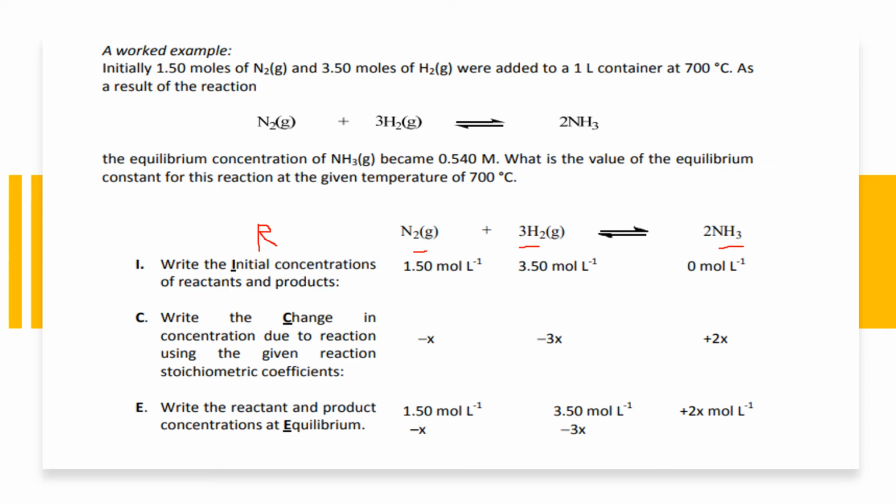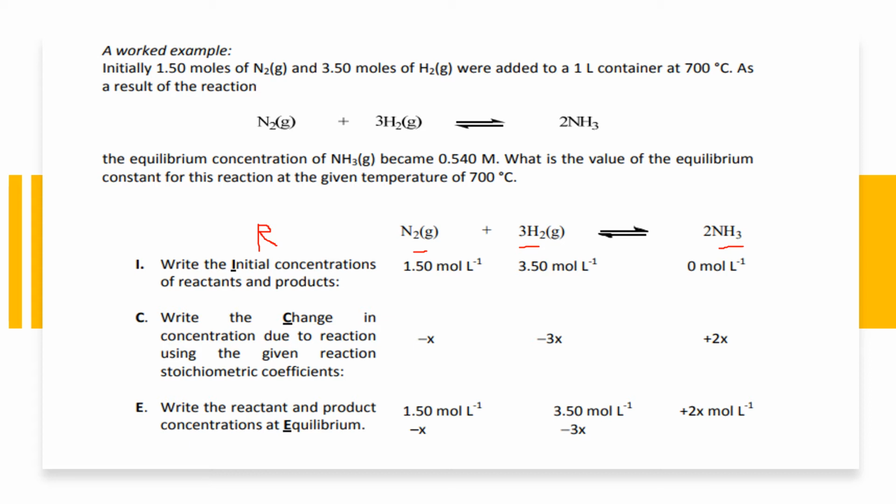Then the second step will be to write the change. Write the change in concentration due to the reaction using the given reaction stoichiometric coefficients. So when writing the change, we don't know what the change is. So, for example, for N2 we say X is the change. For the reactant we will say minus. Why? Because a reactant decreases as the reaction proceeds and the product increases. So we'll say plus.